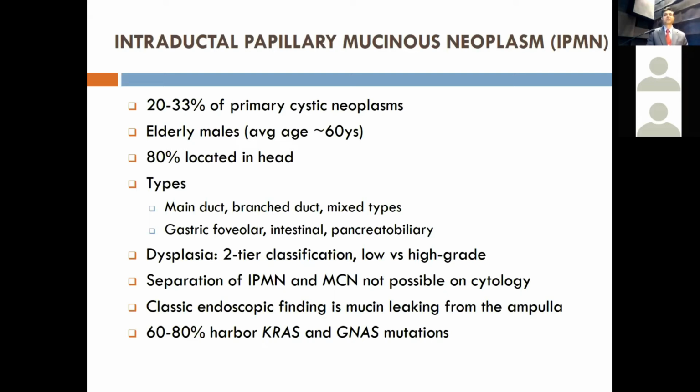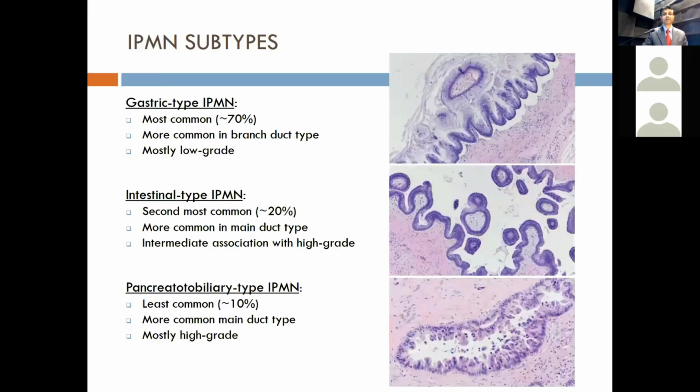This replaced the older 3-tier scheme, in which the dysplasia was graded into low grade, intermediate grade, and high grade. Now the low grade and intermediate grade are both categorized as low grade. 60 to 80% of these tumors harbor KRAS and also GNAS mutations. Histologically, they can be classified into the gastric type, intestinal type, and pancreatobiliary type. But it is not uncommon to see an IPMN with multiple types of lining.